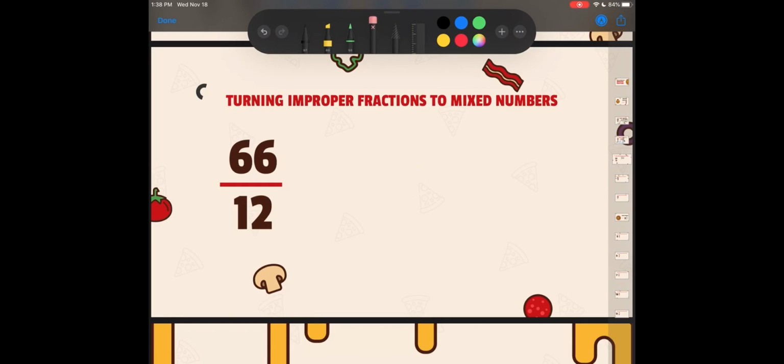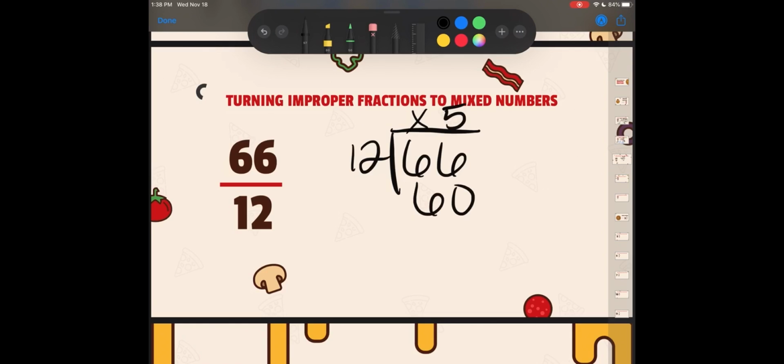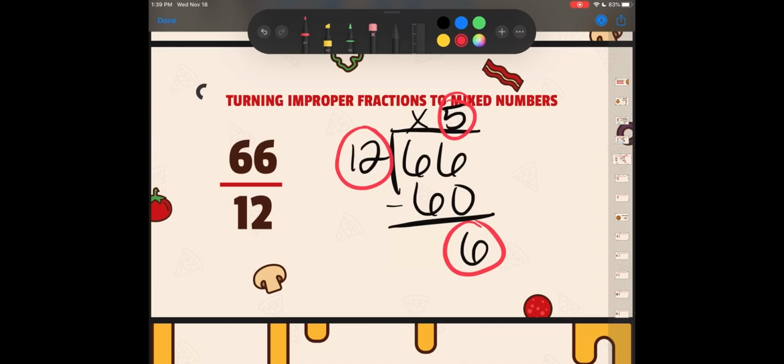66 divided by 12. All right, so 12 can't go into 6, but it can go into 60, right? I know that 12 times 5 is 60. So 12 is going to go into 66 5 times. 5 times 12 is 60. We subtract and we get 6. So we just stop after that one step.